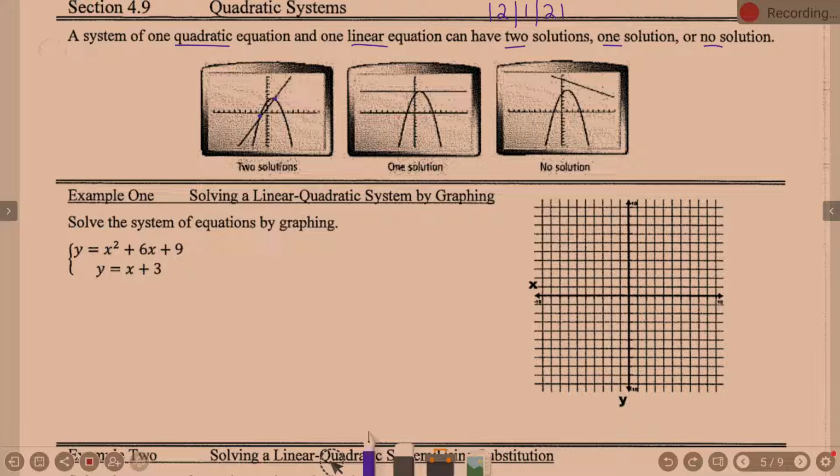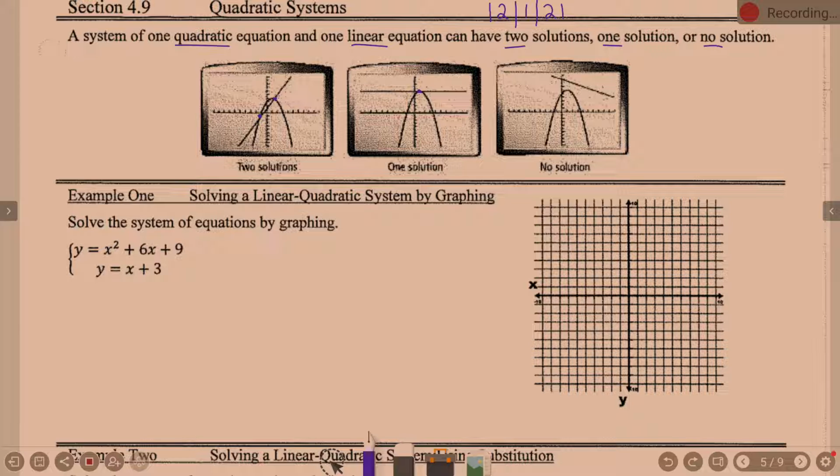Okay. This next one is an example of 1 solution, where the line just touches the parabola in 1 spot. And this third example is an example of no solution, where the line and the parabola will never cross. Okay, those are your 3 different types of options.